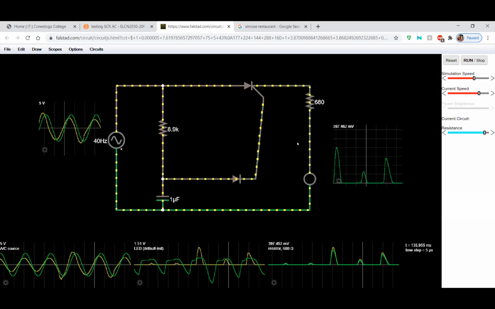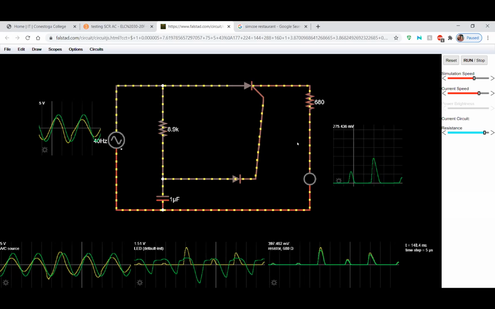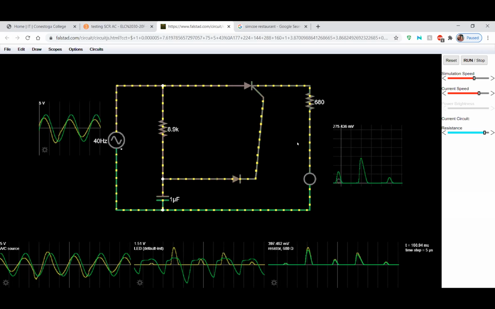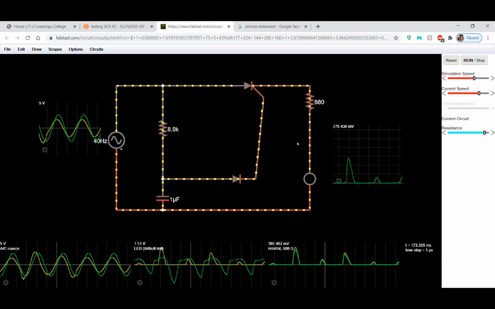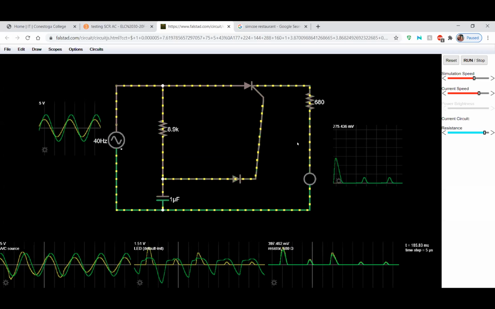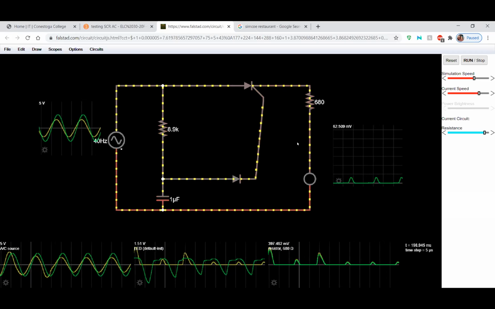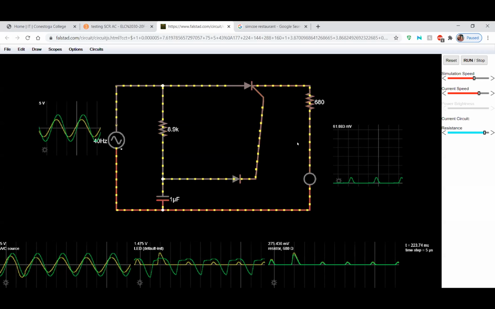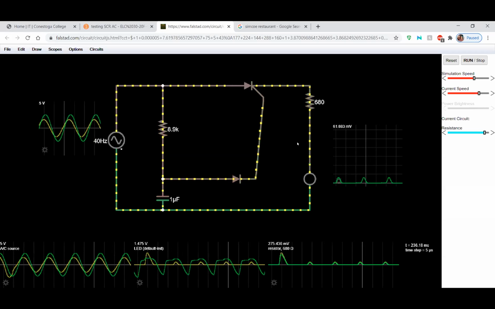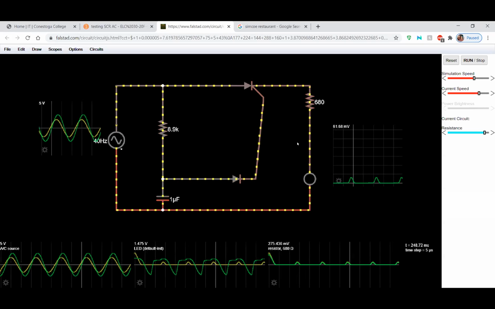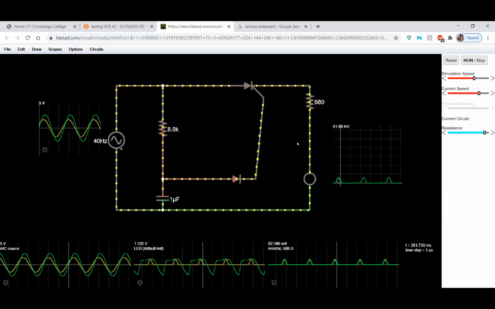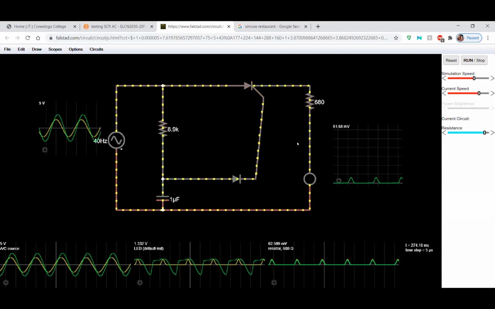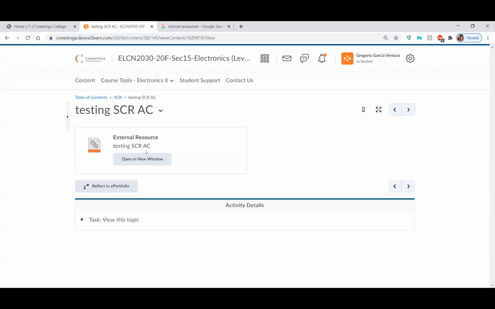Both in AC and DC, we are going to have the same result. However, this demonstration, these simulations, have been made available to you just to give you the background knowledge, to start giving you an idea of what you are going to be facing when you do your lab. So today we are going to get started. That's what we are going to be doing with the SCR.